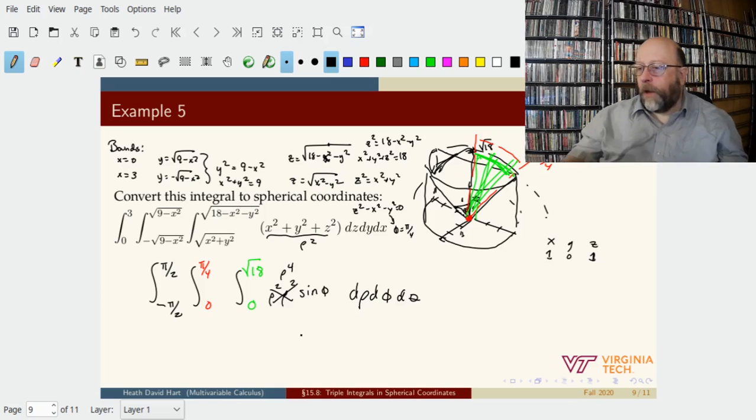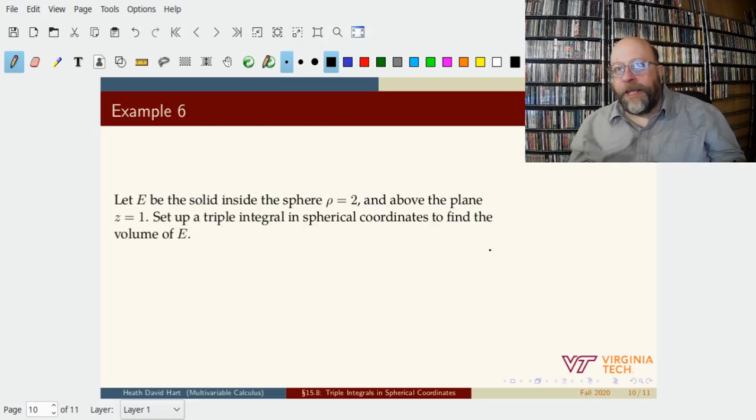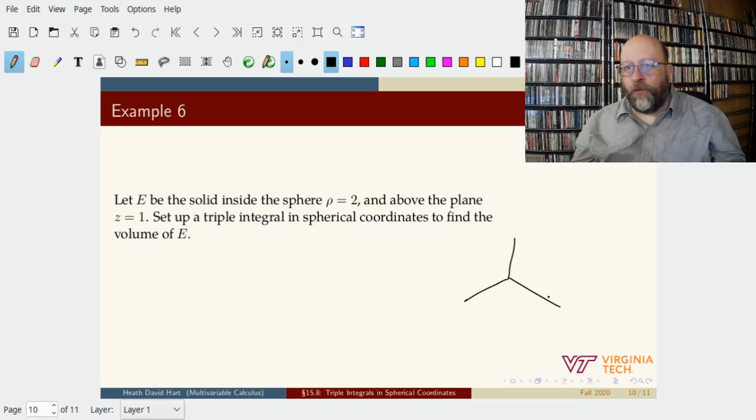All right. Let's wrap this up. I think we can do 2 more examples. Number 6. Let E be the solid inside the sphere rho equals 2. So that's just a sphere with a radius of 2.